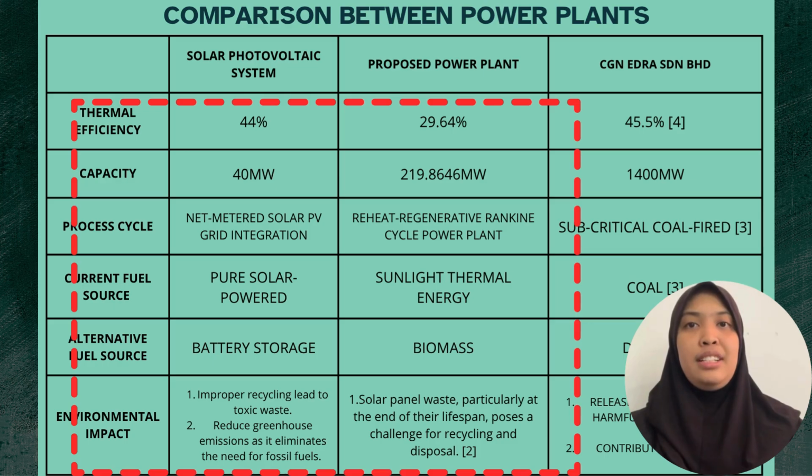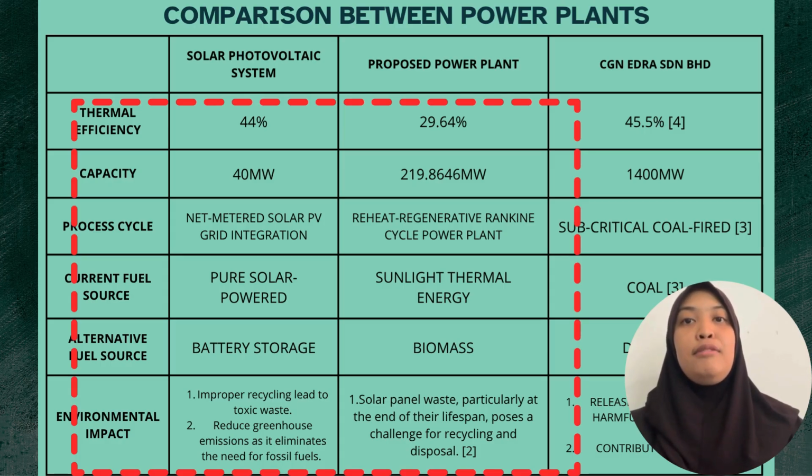And for the process cycle, the solar photovoltaic system uses a net meter solar photovoltaic grid integration, and this means the electricity generated is either used directly or fed into the grid. Meanwhile, the proposed power plant uses a reheat regenerative Rankine cycle, which is a more complex thermodynamic process designed to enhance performance in thermal plants.